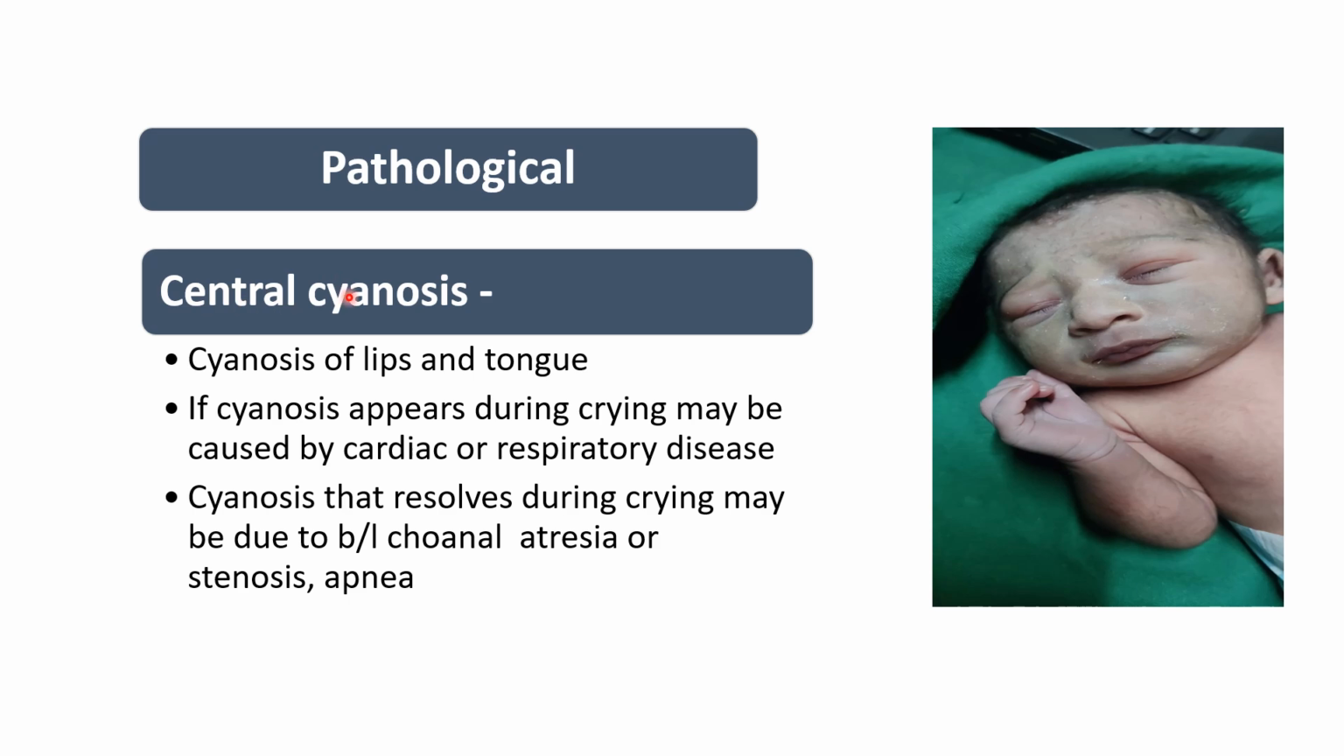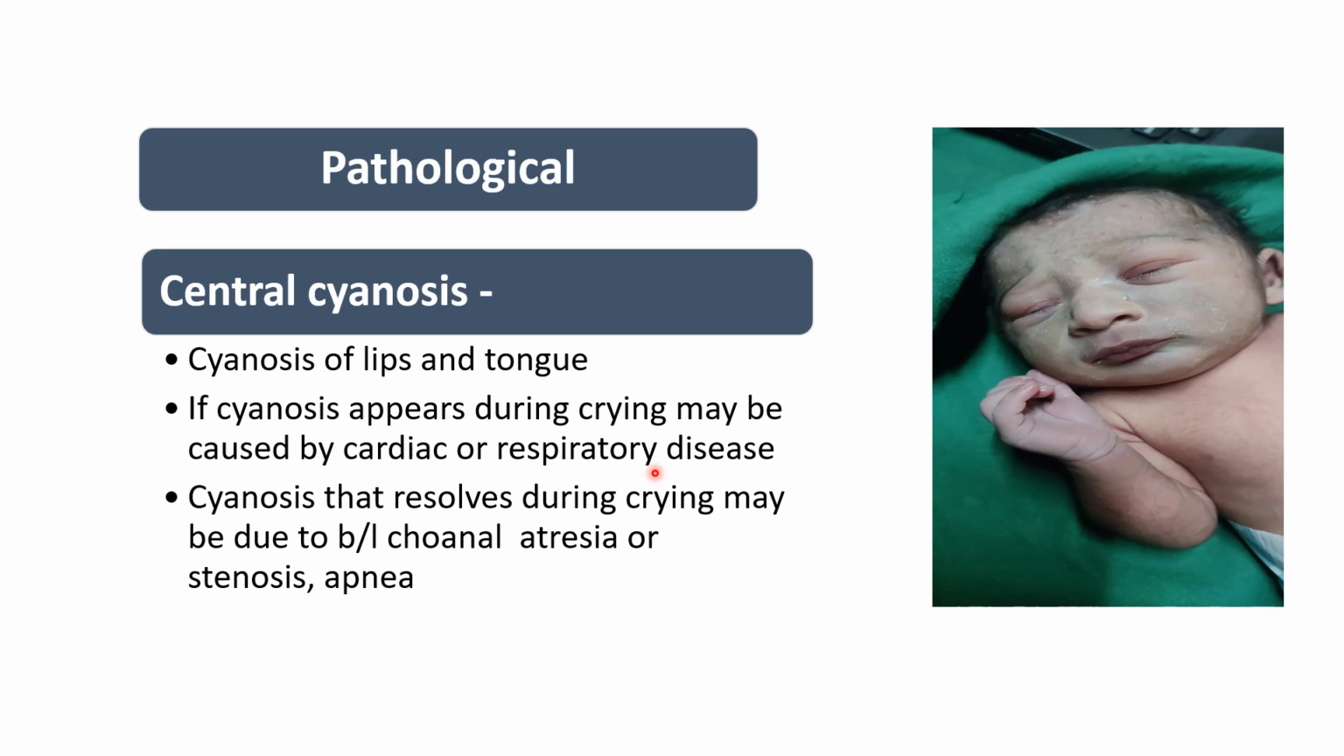Central cyanosis is always pathological. Here in this image you can see the perioral cyanosis and also cyanosis of the lips present. So if lips, tongue or central part of the body are also cyanosed, we label it as central cyanosis. It can be due to respiratory conditions, respiratory failure, or cardiac conditions, or maybe the patient is having upper airway obstruction. So if the baby is having cyanosis even during crying, it can be because of cardiac or respiratory disease. Whenever cyanosis worsens during crying, we should think that it may be cardiac or respiratory.